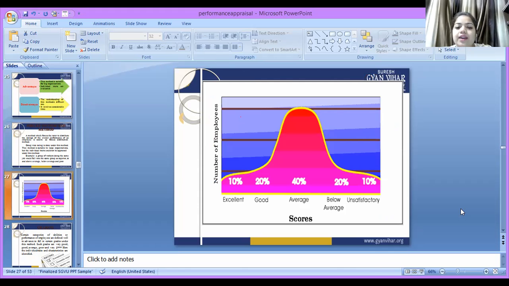Suppose here is the number of employees. That means if we compare 200 employees, 10% of employees come under excellent, 20% come under good, 40% come under average, 20% come under below average, and 10% come under unsatisfactory. So we can compare the 200 employees together through this method basically.